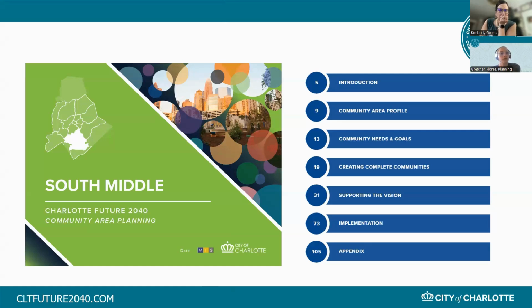The next two sections are really the meat of the plans. It's really creating complete communities and then supporting the vision is where you find your policy language. And then supporting the vision has some assessments that really point to what projects and programs are either existing or where the gaps are. And that really helps inform then the decision making that could be beneficial to use at the council and committee level when you're looking at projects and programs to invest in.